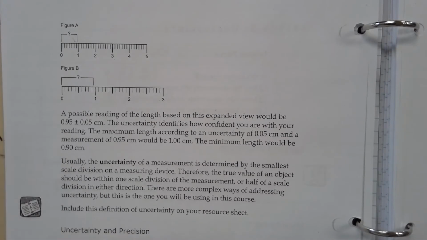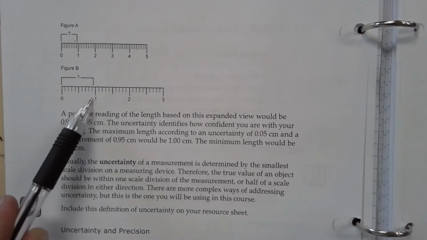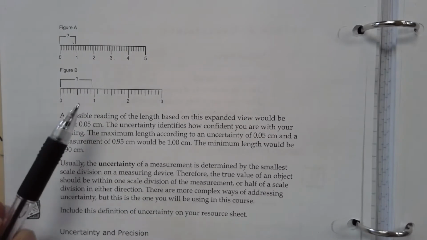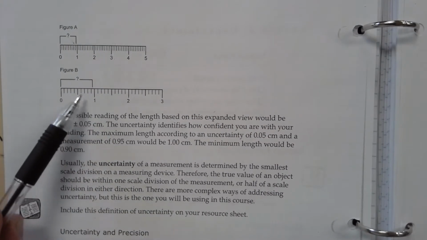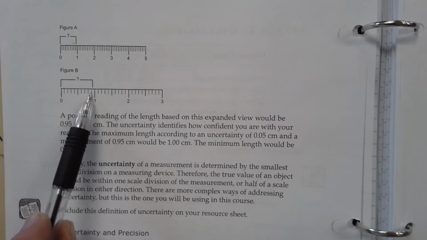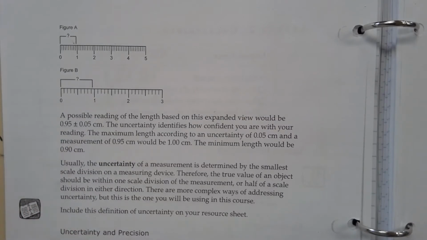The second one here, again, very similar. It's at approximately 0.95. In figure B, same idea. 0.05, out by about 5/100ths. Okay, so there's always a bit of an amount of uncertainty in any kind of measurement.